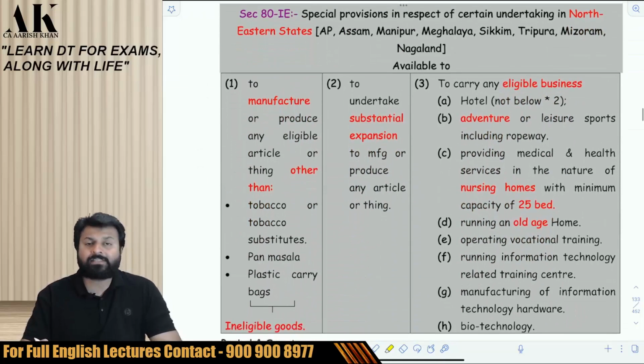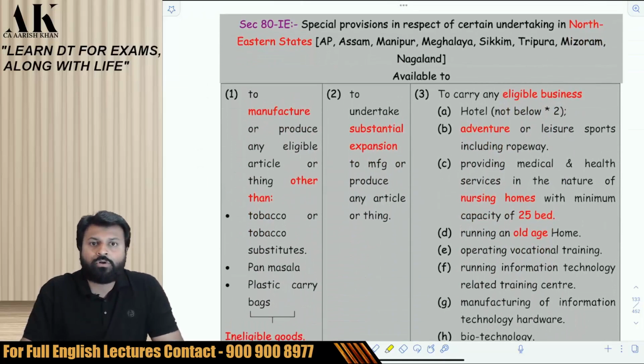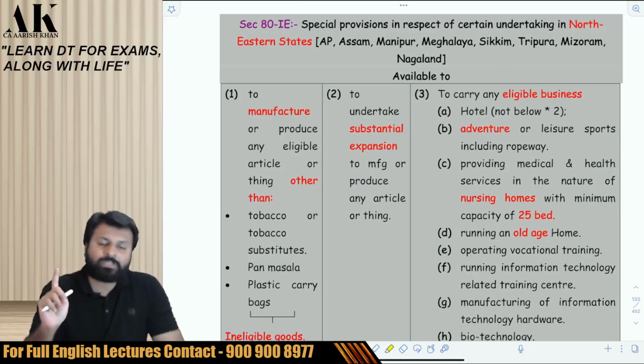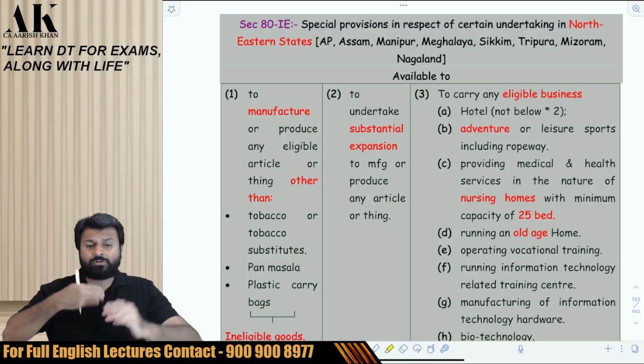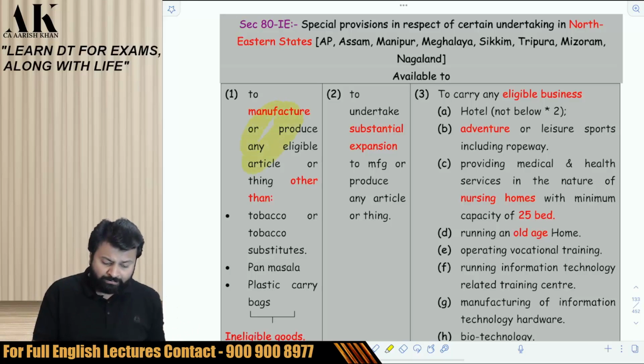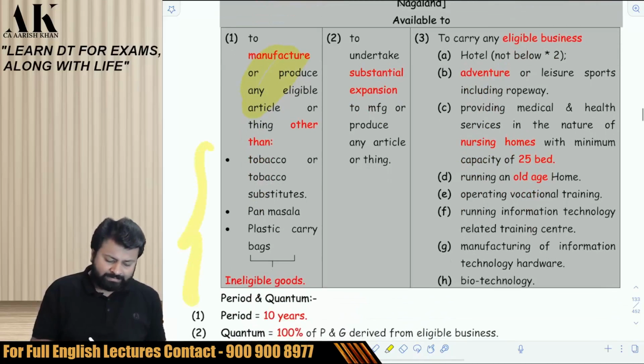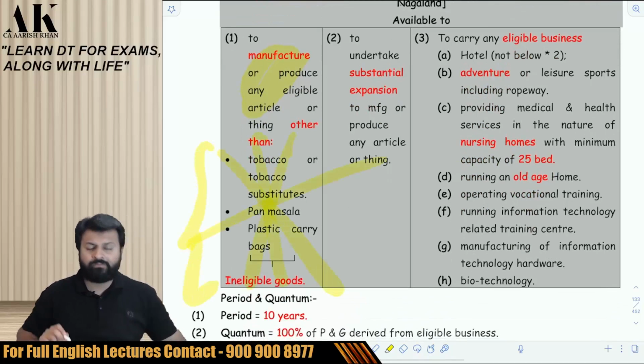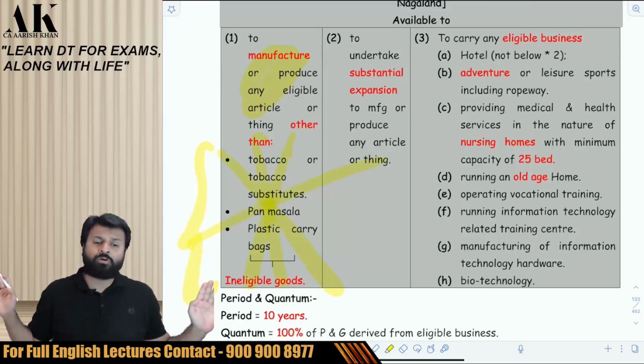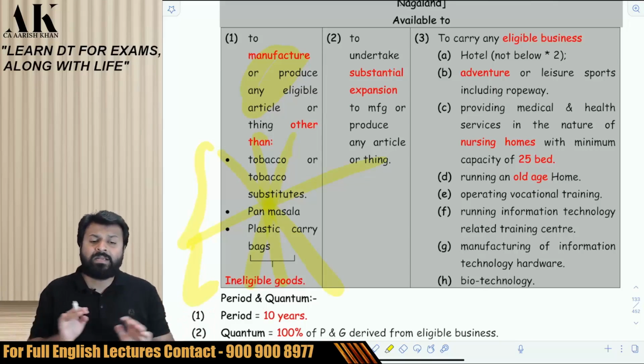Okay. Next deduction, 80-IE, is for certain northeast states like Arunachal Pradesh, Assam, Manipur, Meghalaya, Sikkim, Tripura, Mizoram, and Nagaland. What am I supposed to do over here? You are supposed to go over here and manufacture any article or thing except these products. These products are not allowed. Which are those products? Do not manufacture tobacco or tobacco substitutes. Do not manufacture pan masala. Do not manufacture plastic carry bags.